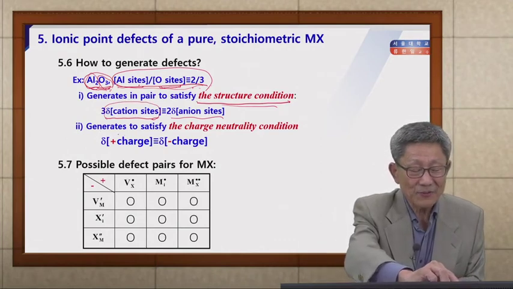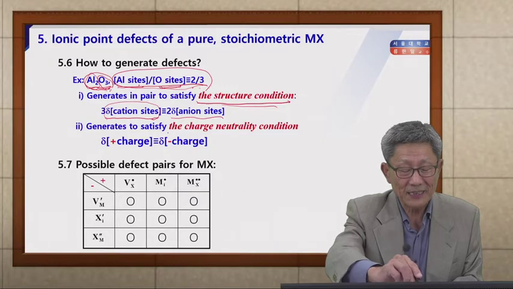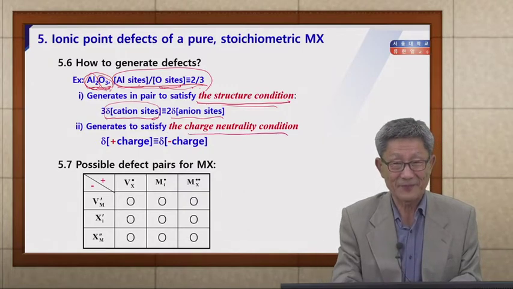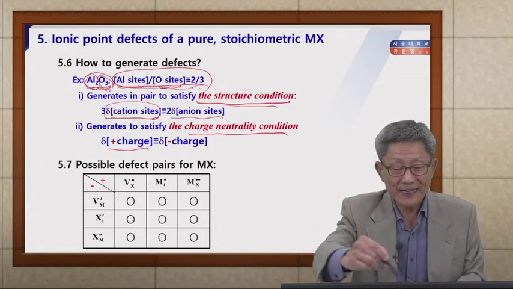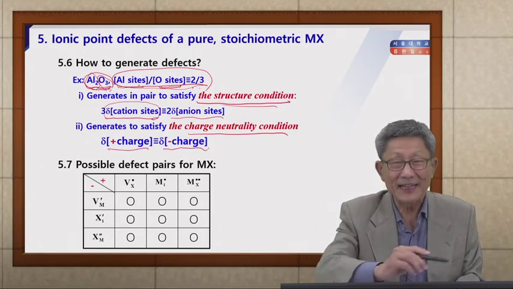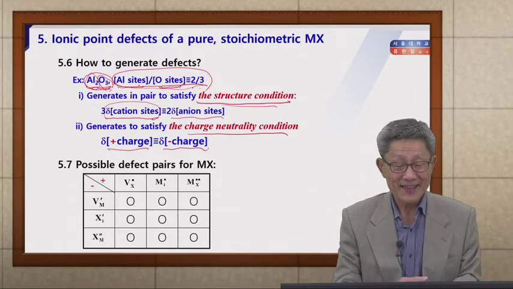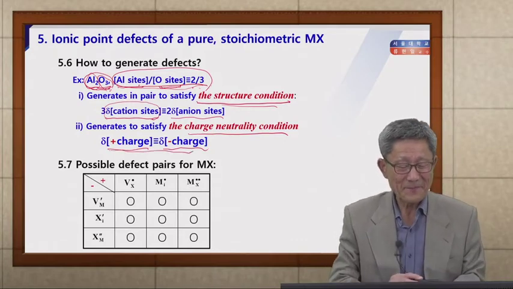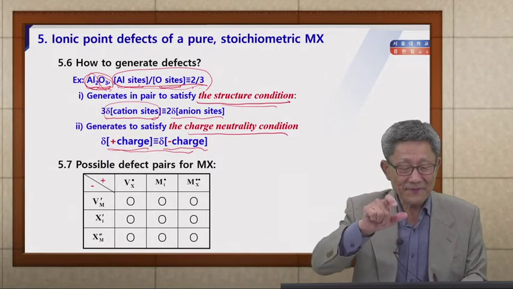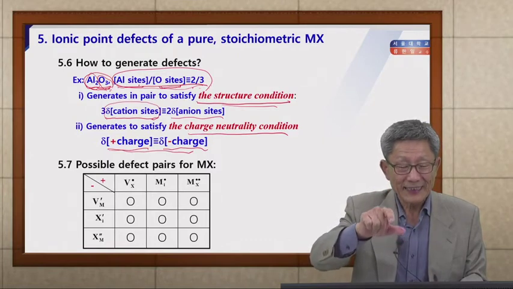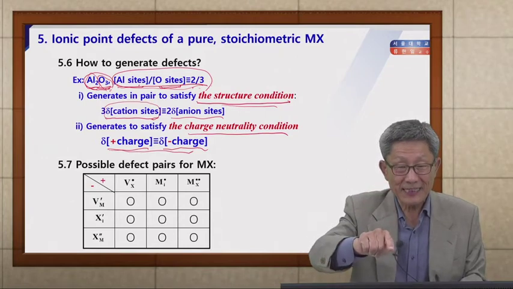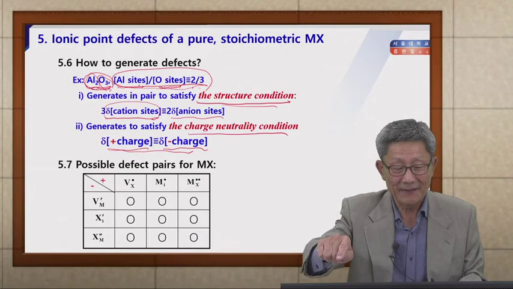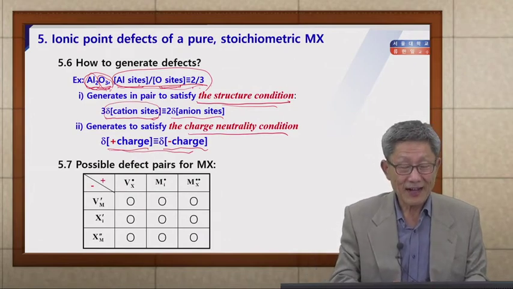And the next condition which should be satisfied upon generation of defect is the charge neutrality condition. Yes. Any variation of positive charge should be compensated by the variation of negative charge. So in this sense, always, defect can be generated in pair. I mean by pair, say positive charge defect and a negatively charged defect pair. So how many different kinds of defect pairs are possible?